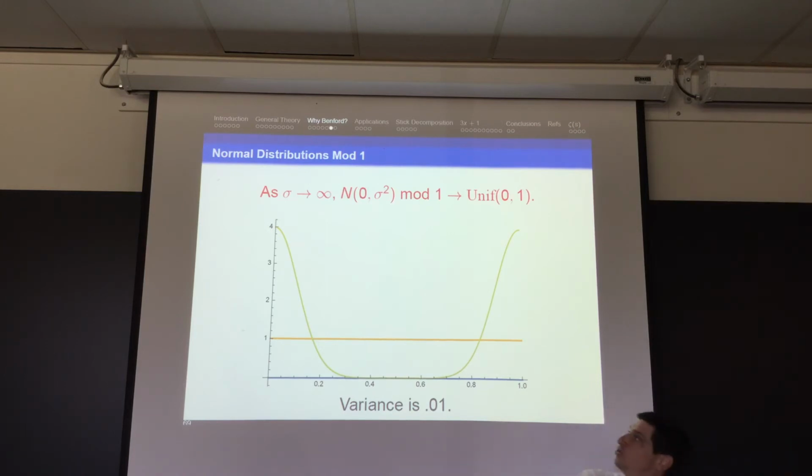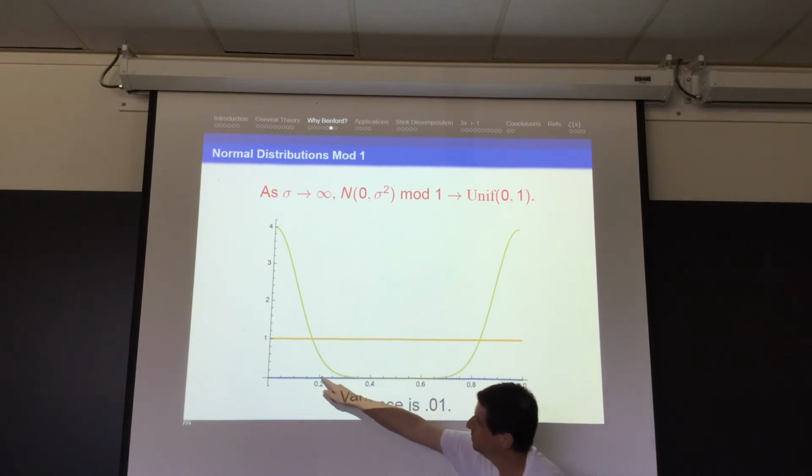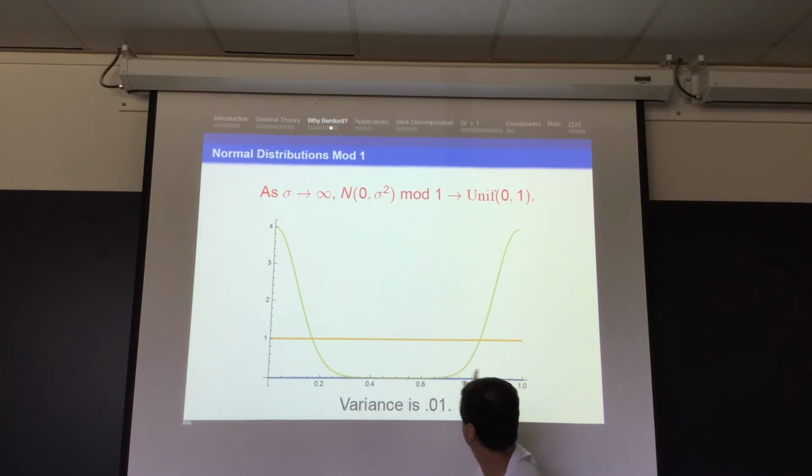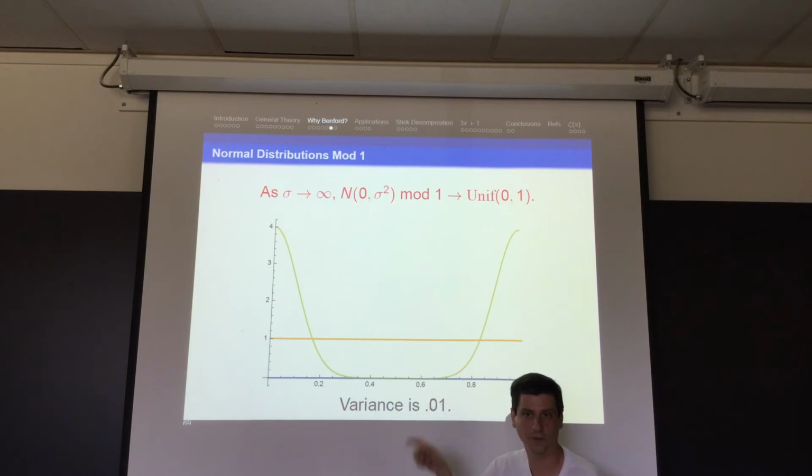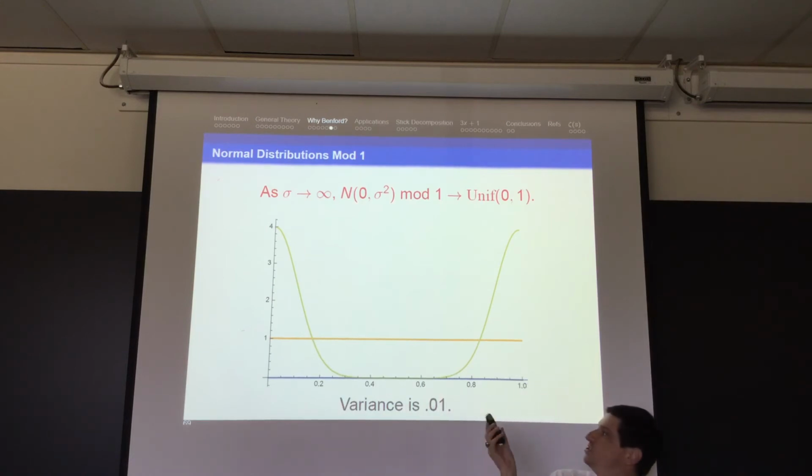Let's see what happens. So here I'm looking at a normal, mean 0, variance sigma squared. Let's say the variance is 0.01. If the variance is 0.01, that means the standard deviation, the square root, is about 1/10. It means I really want to be close to 0. I want to be essentially between maybe minus 0.2 and 0.2. And if you look at the density, I'm essentially between minus 0.2 and 0.2, because negative 0.1 is the same as positive 0.9 mod 1. So does this look uniformly distributed when the variance is 0.01?